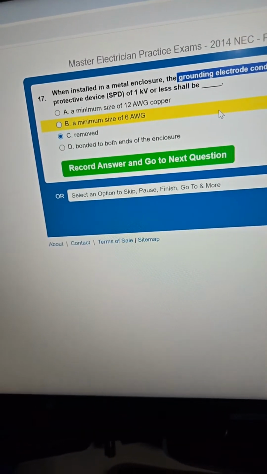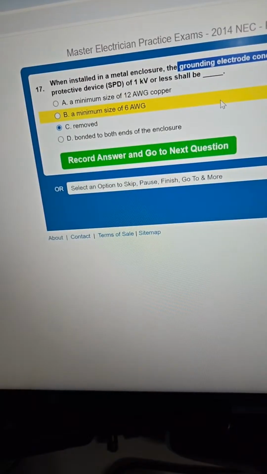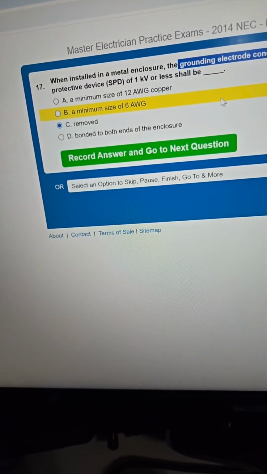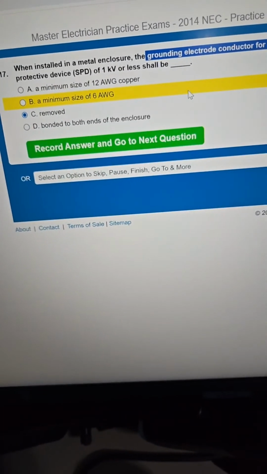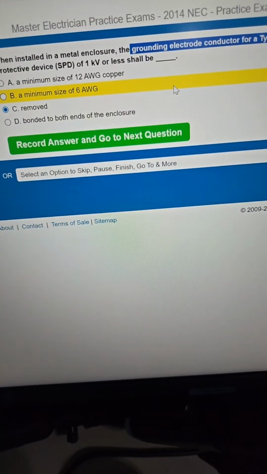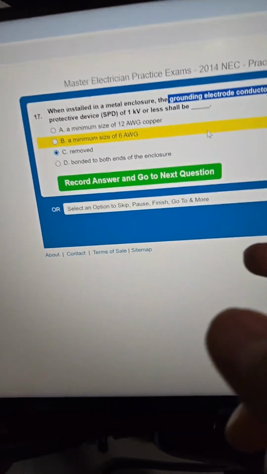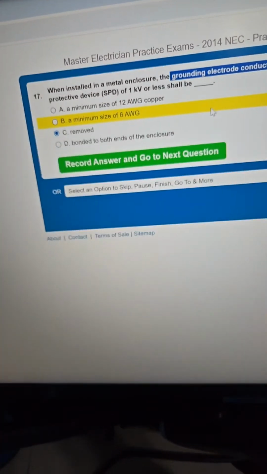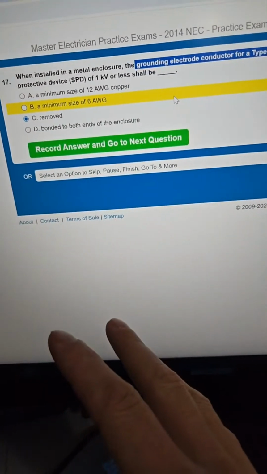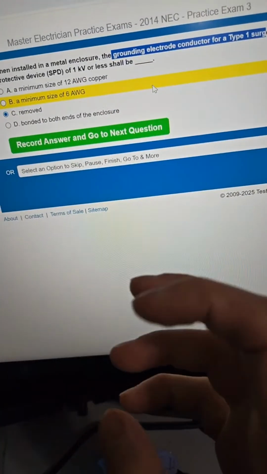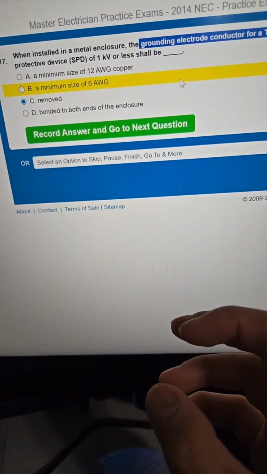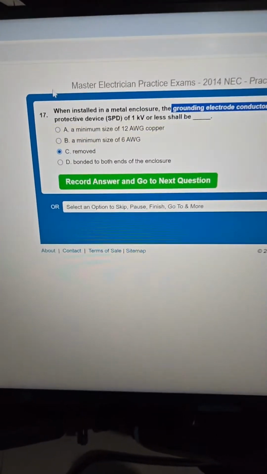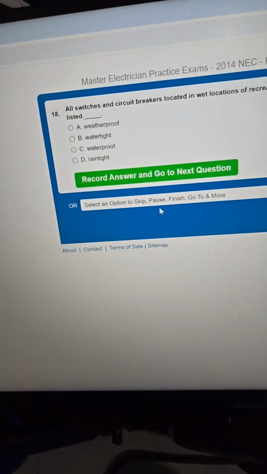When installed in a metal enclosure, the grounding electrode. Yeah, because surges aren't metal anyway. The enclosures aren't metal. I think it gets removed, man, because it's all about that neutral. Except in the current, you don't want to dissipate it through the rest of your ground. You want to get all of that current at your ground where the neutral is. Right? We're good, number 12. We're going number 12. Dang. We got 2 questions. We got less than 2 minutes left.